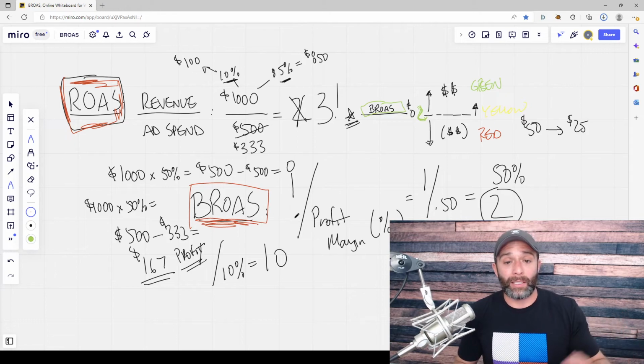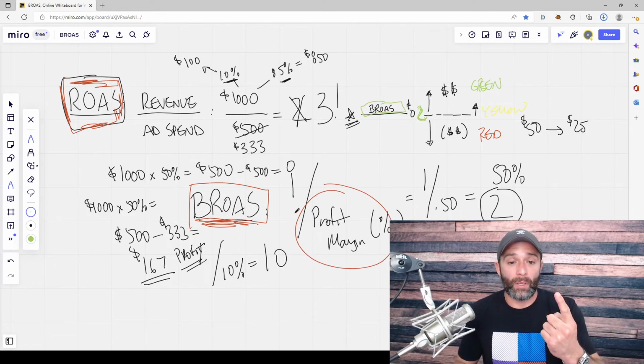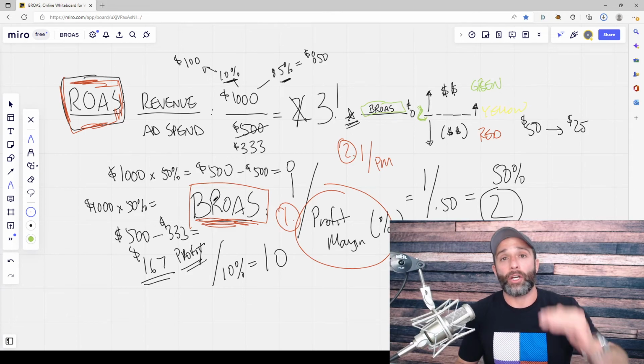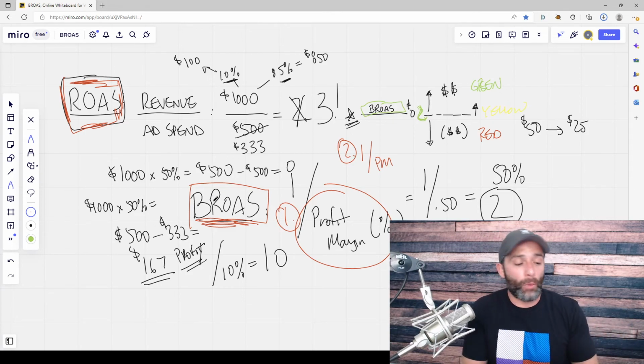Really, the process is easy. Go figure out what your profit margin is, step 1. Step 2, take 1 divided by your profit margin. Now you have your break-even ROAS. Step 3, go look at your ads and gauge their success on this break-even ROAS number. Are you at, above, or below? I hope that helps you.